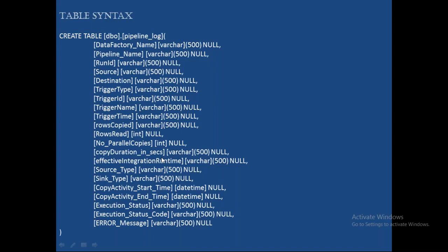Execution status means whether your pipeline succeeded or failed. Execution status code means if it succeeded, you will get a 200 status code. If it failed, you will get a failed status code. Error message: if the pipeline failed, you will get some error message. If the pipeline succeeded, you will get the error message value as null. So with all these columns, I'm creating the pipeline log table.